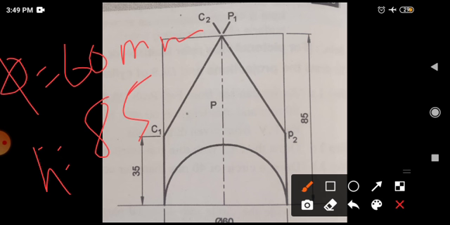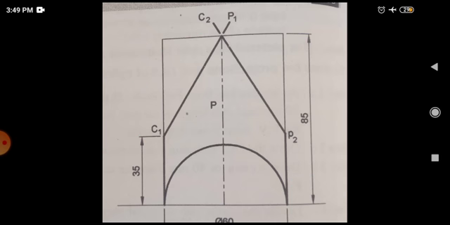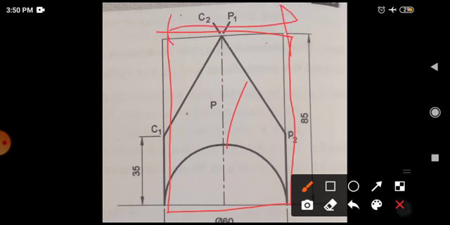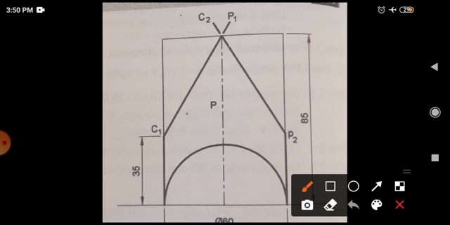Now what do you have to do first to complete this figure? You are given the side view of the cylinder. If you look at a cylinder from the side, you will see a rectangle, and this dimension will be its diameter. So draw a rectangle of 85 by 60 millimeter. Our base is 60 and height is 85 millimeter.